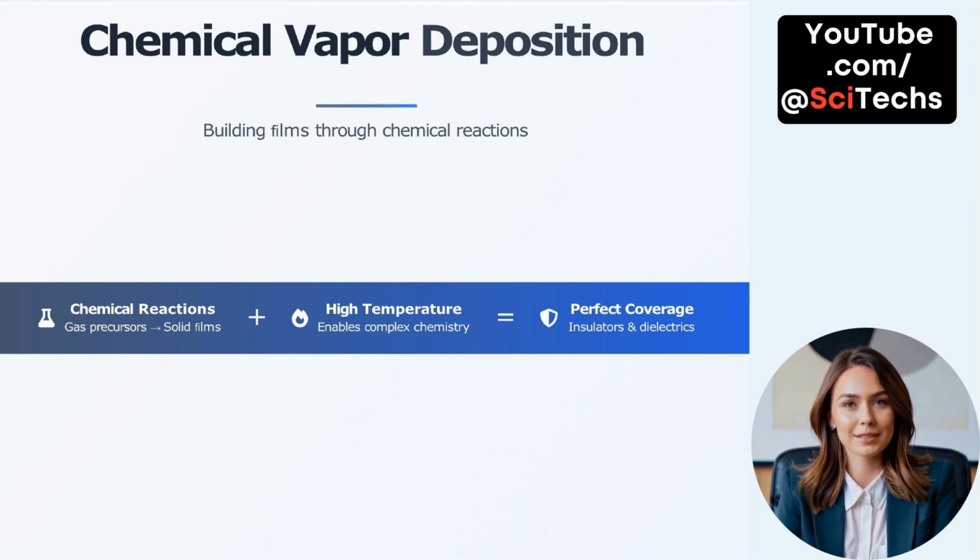When both elements, chemical reactions and thermal energy, are optimized, the result is perfect conformal coverage. This means the deposited layer can uniformly coat even intricate or high aspect ratio structures. Such consistency is vital in semiconductor applications, particularly for forming insulators and dielectric layers. Together, these components, chemistry and heat, make CVD an essential method for producing reliable and high-performance films in advanced electronic devices.